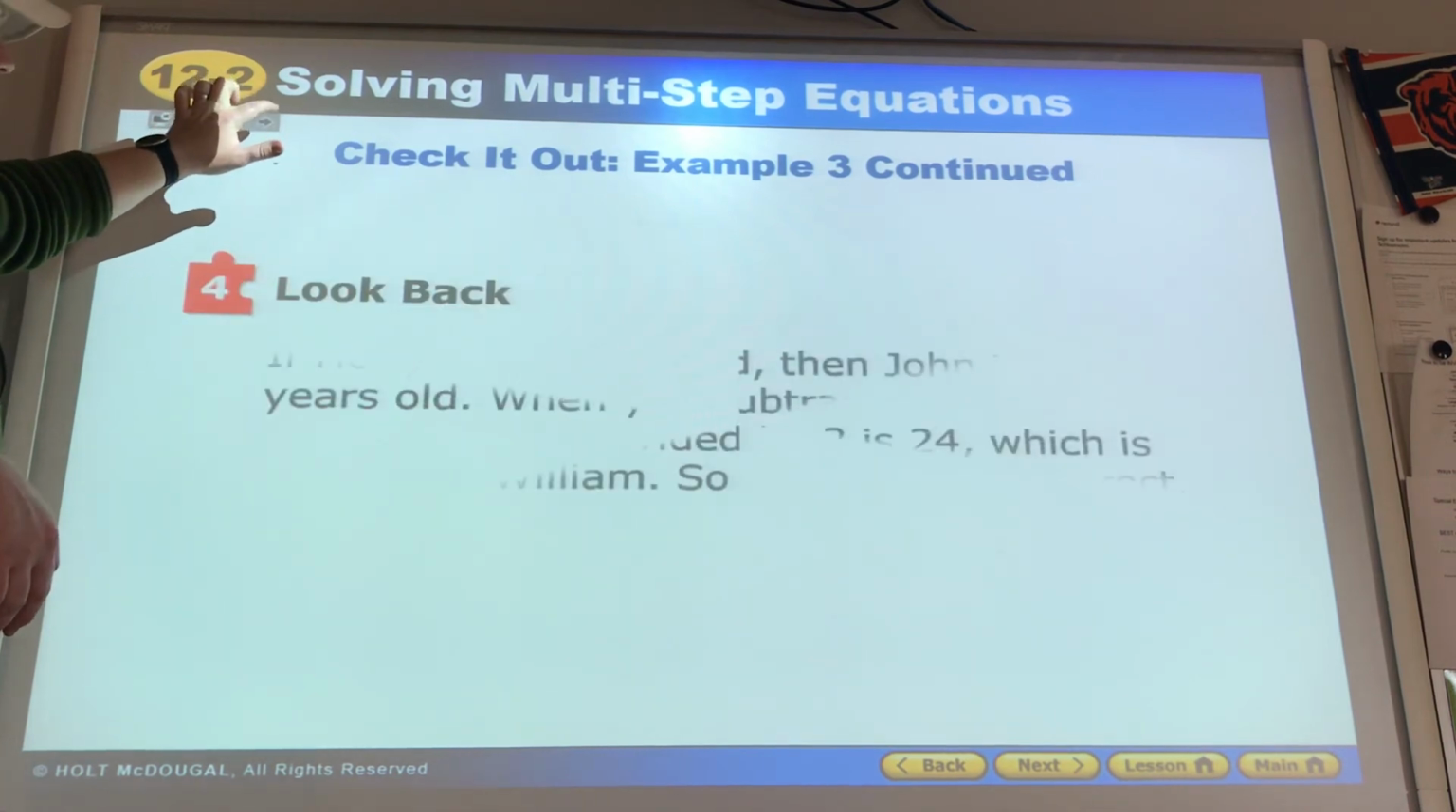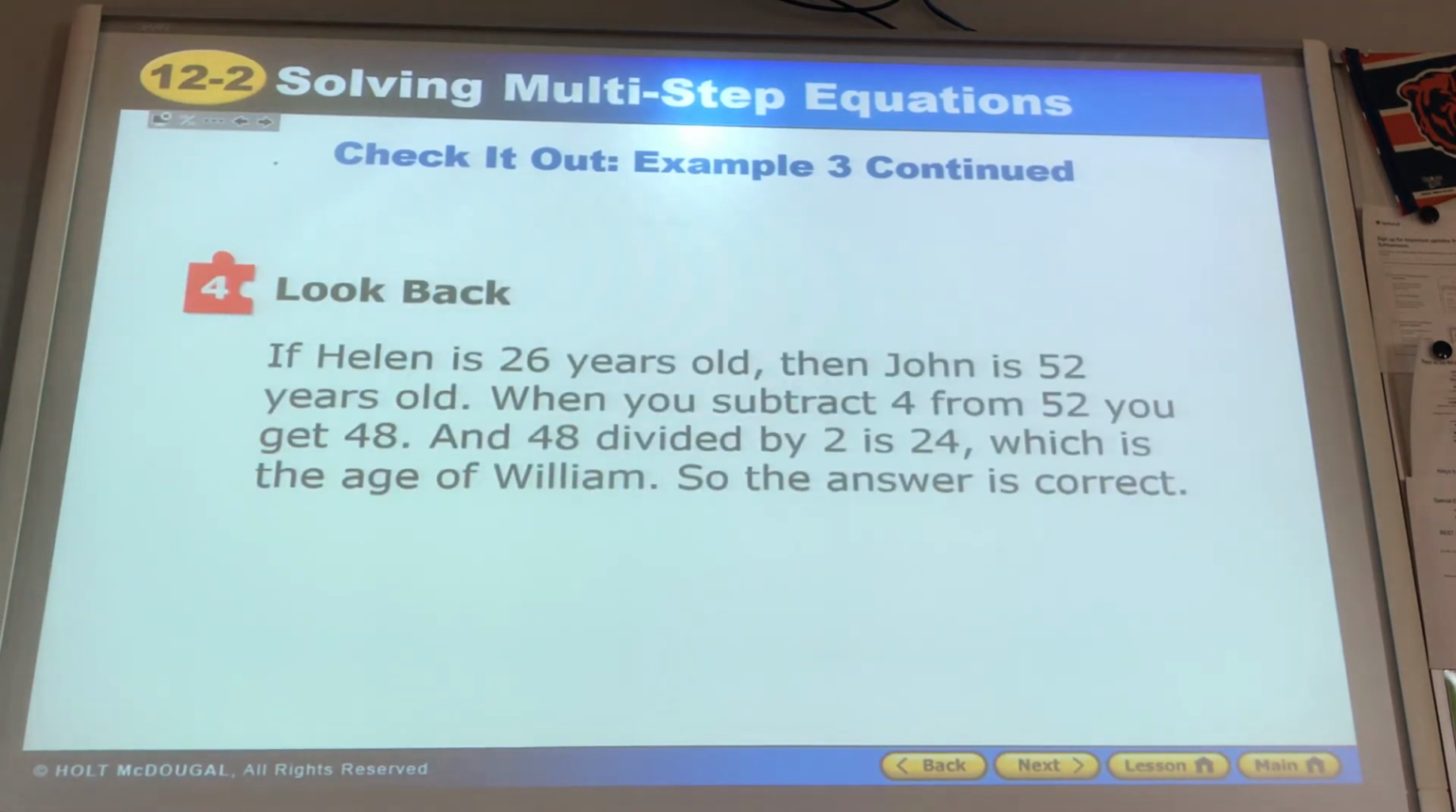Look back. If Helen is 26, John is 52, because 2 times Helen's age. And when you subtract 4 from 52, you get 48. And 48 divided by 2 is 24, which is the age of William. All right, so they were going from John to William just to make sure it was correct.